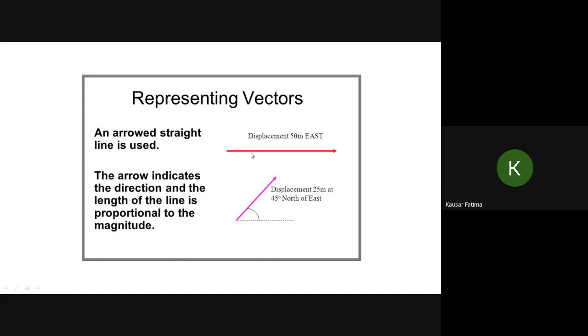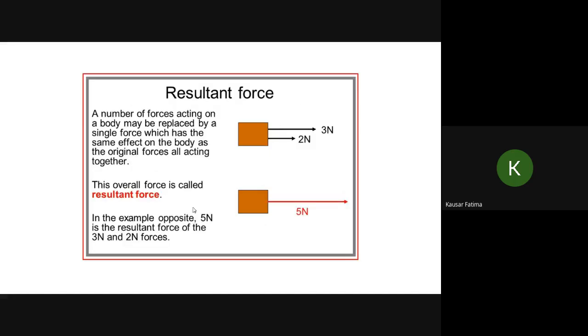This is the displacement vector towards east, and this is the displacement vector 45 degrees north of east. A vector is represented by drawing a line with an arrow; the length of the line tells you the magnitude and the arrow tells the direction. Resultant force: when a number of forces act on a body, the combined effect of those forces is the resultant. Here both forces are acting in the same direction, 3 and 2, so the resultant will be 5.